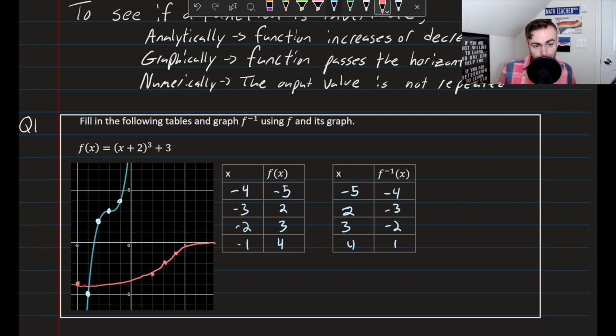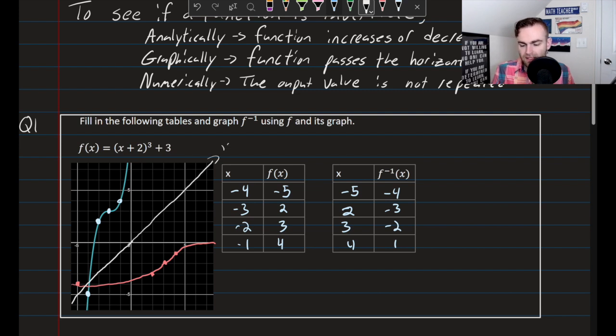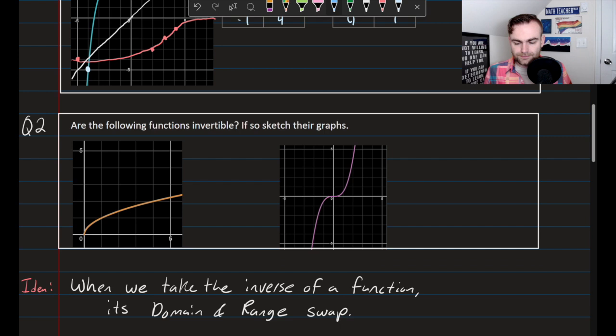An important note is that all inverse functions are essentially a reflection over the line y equals x. So I missed. They are a reflection across this line, which is y equals x, or the identity function that we talked about before. So that's kind of cool.